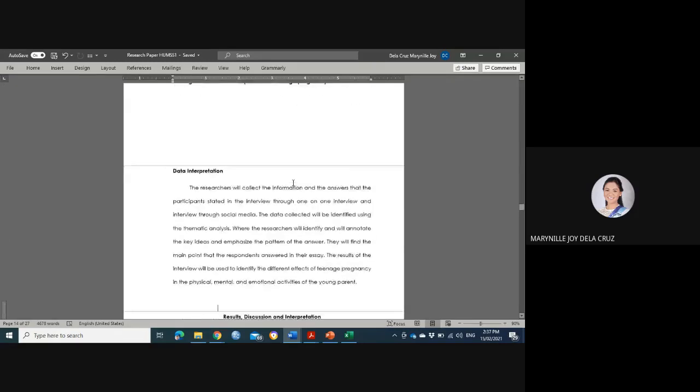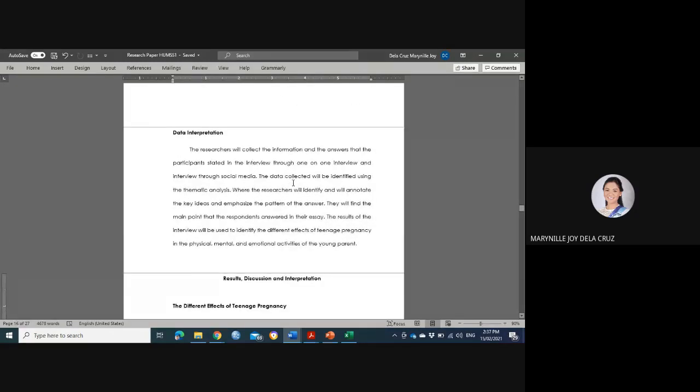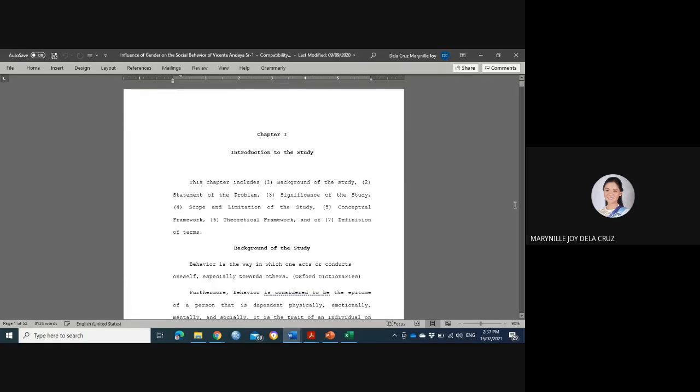The data interpretation. What is the data interpretation? When I'm talking about the data interpretation, the researcher will collect, focusing on how you're going to collect your data and how you're going to interpret your data. What did you use? So for example, I have another example here. A research report to make it easier for you.